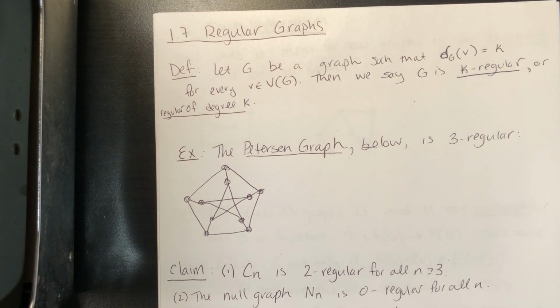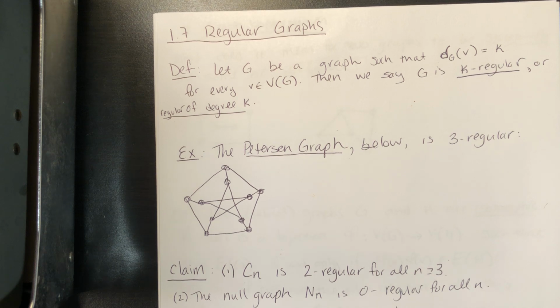Section 1.7 discusses regular graphs. A regular graph is just a particular kind of graph where the degree of every vertex is the same. So if the degree of every vertex is equal to k for some integer k, then we would call that graph a k-regular graph, or sometimes we'll call it the graph regular of degree k. We saw some examples in the warm-up.